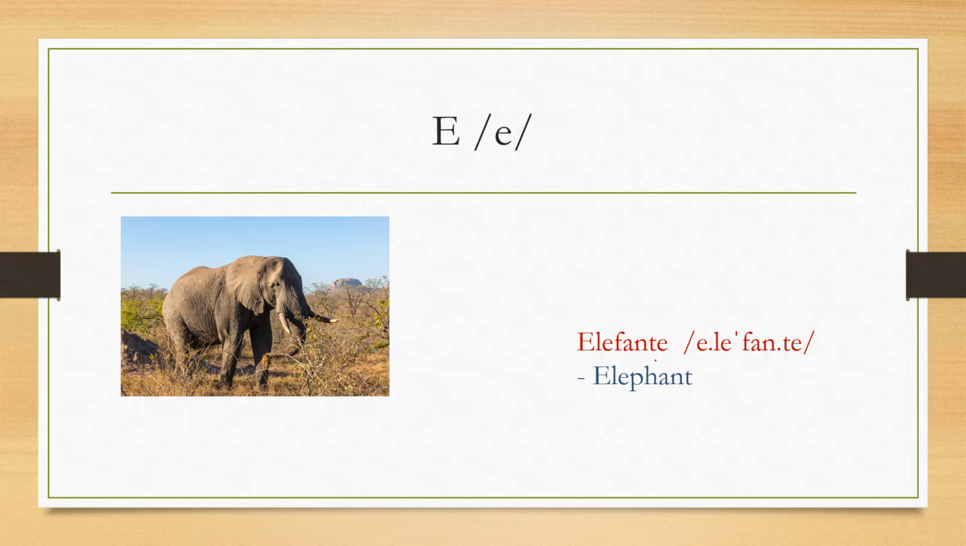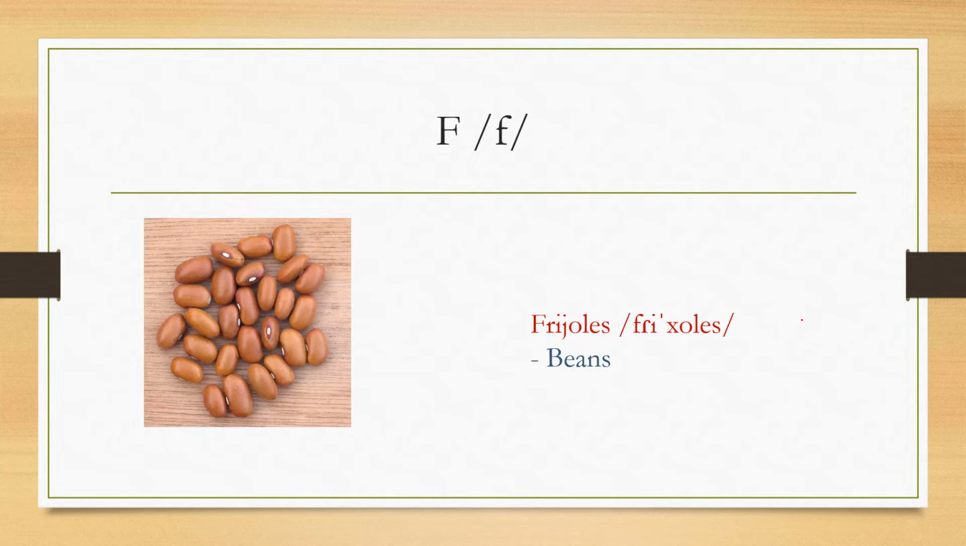The next is a vowel, E. E is always E, so whenever you see it, you say E. For example, elefante, elefante. F, it is always F, frijoles, frijoles.